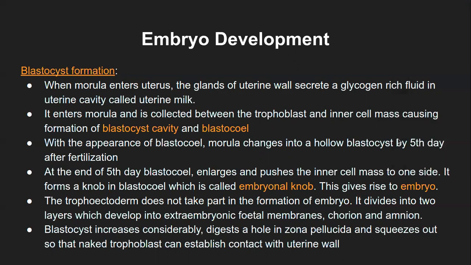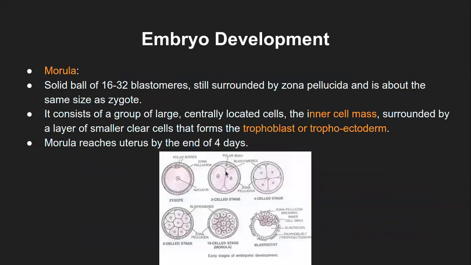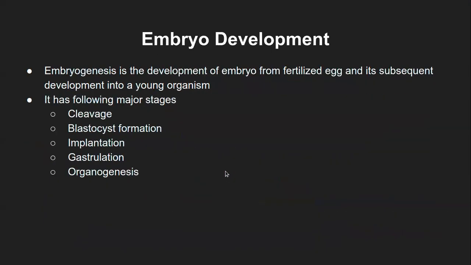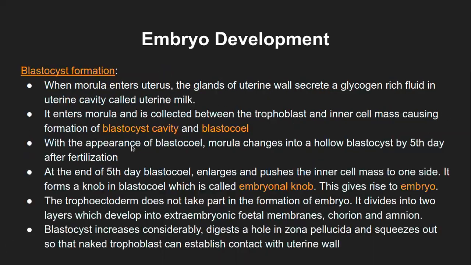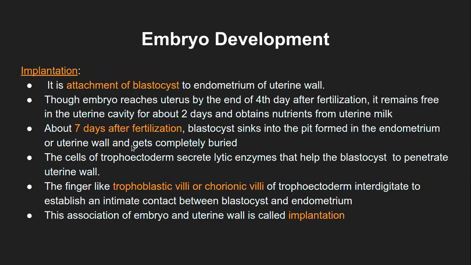Fine. So that is the blastocyst formation. Now I'll go back here. We had seen cleavage. We had seen blastocyst formation, which is still a mass of cells with a cavity. Then the next stage is implantation. By the name itself, we should know what implantation means. It is the attachment of the blastocyst, that naked blastocyst without zona pellucida, to the endometrium of the uterine wall.